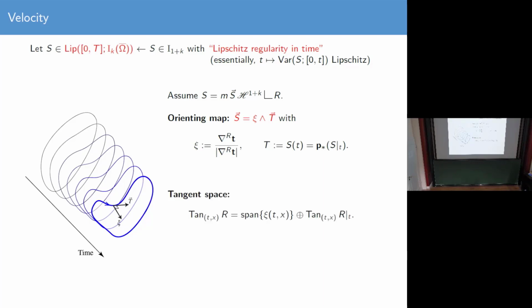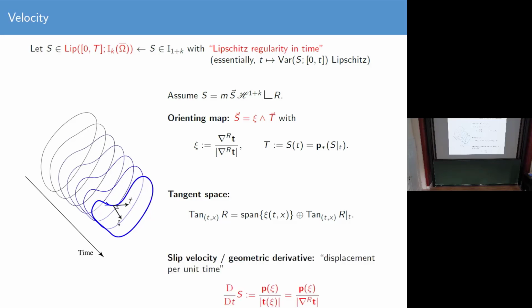And I mean, there's a general result telling you that the tangent space can always be orthogonally decomposed as the tangent space of these slices and the span of this psi. And now I define some sort of slip velocity or geometric derivative by just writing displacement per unit time. The displacement in the x direction is p of psi, divided by how much I've gone in the time direction, which is t of psi. And so I get an expression here. So this is really the slip velocity.